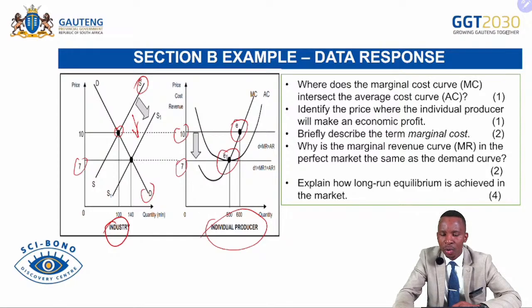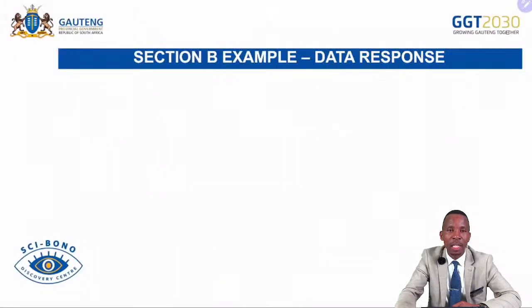Where does the marginal cost curve, MC, intersect the average cost curve, which is AC? That is 1 mark. Identify the price where the individual producer will make an economic profit. Briefly describe the term marginal cost. Why is the marginal revenue curve, MR, in the perfect market the same as the demand curve? 2 marks. Explain how long-run equilibrium is achieved in the perfect market. So these are the possible answers.